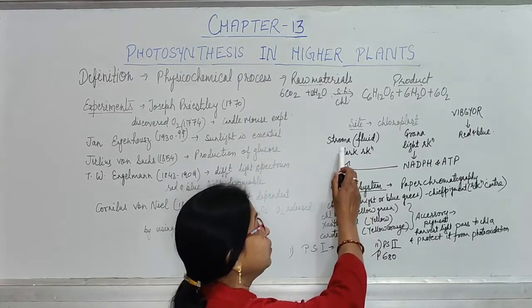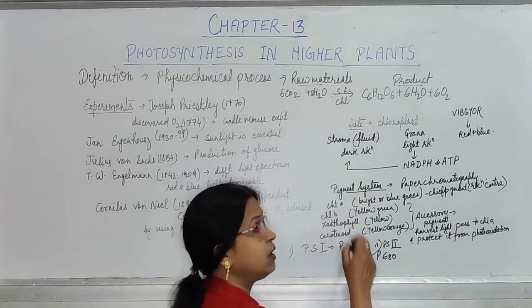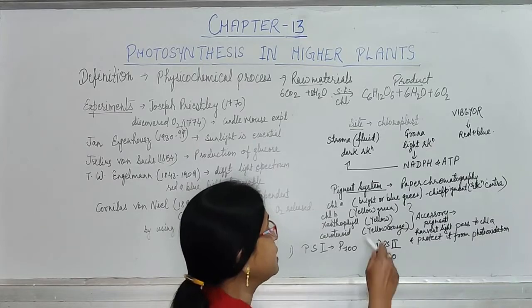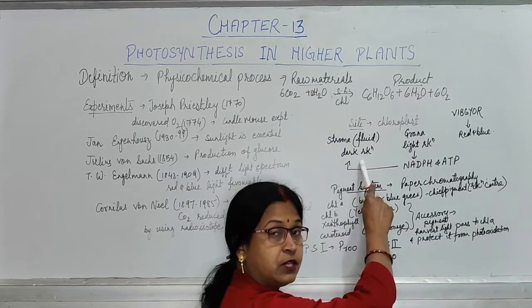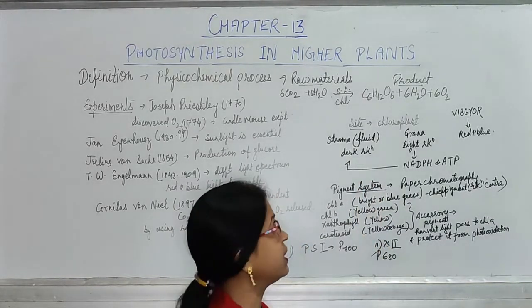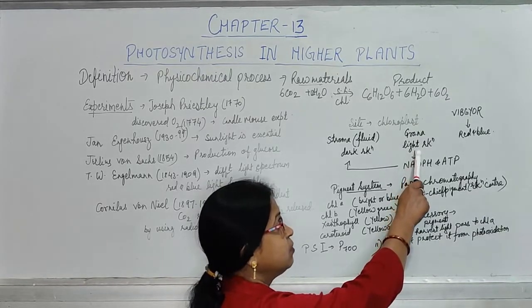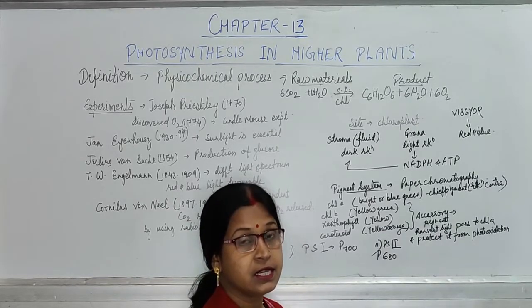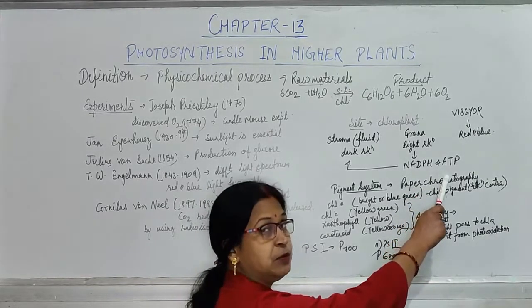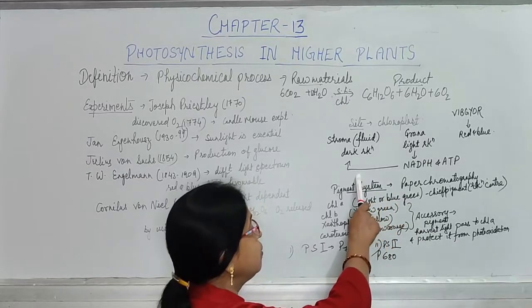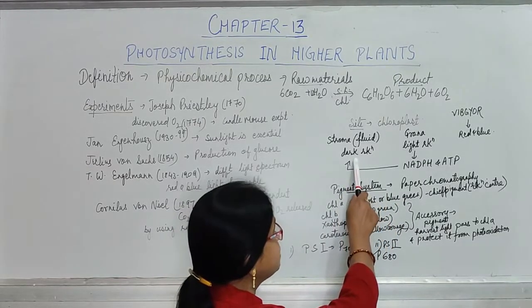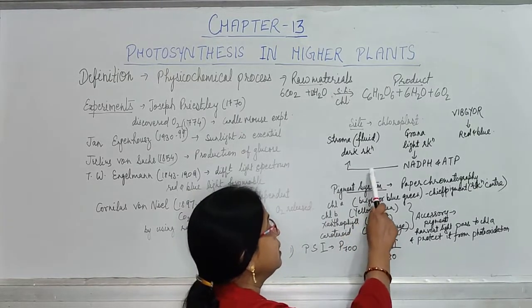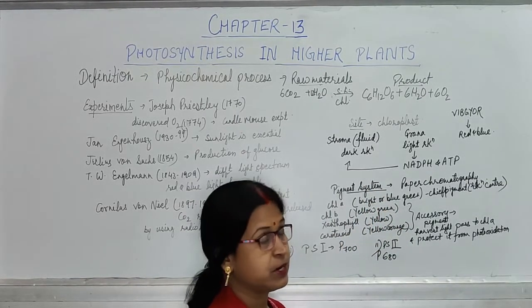Now here two parts are there mainly, that is stroma, the fluid filled inside the chloroplast, and that stroma is the place or site for the dark reaction of photosynthesis, whereas grana is the place or the site for the light reaction. The products of the light reaction are NADPH as well as ATP, which become the raw material for the dark reaction, and in this way the process of photosynthesis takes place.